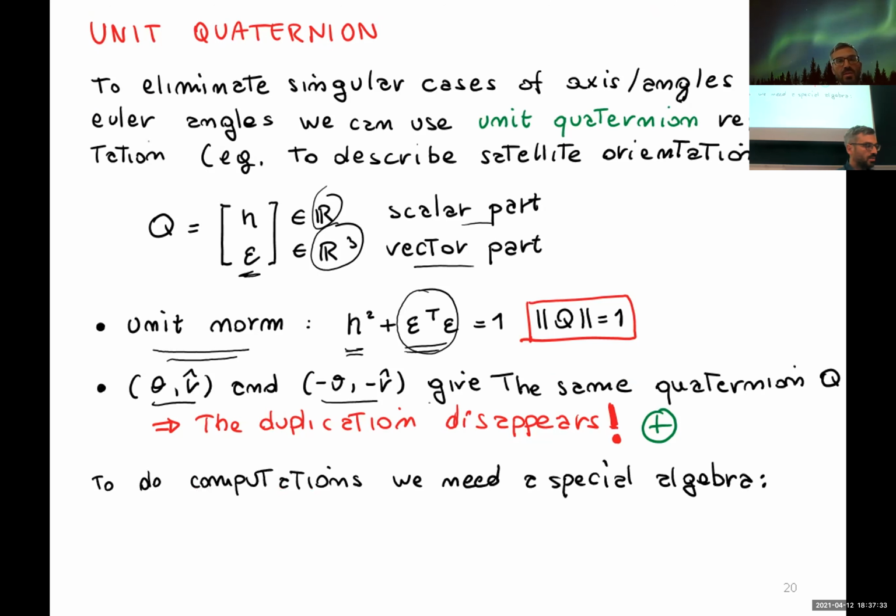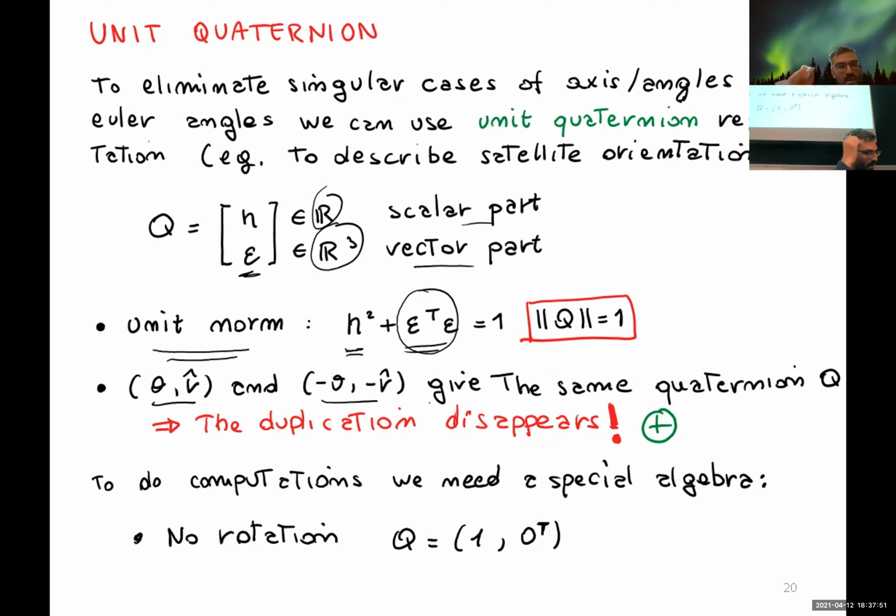But to do computation with quaternions, we need a special algebra. At minimum, to do computation in an algebra, we need to represent the fact that we don't do any rotation. We represent this with a quaternion that has a 1 in the scalar part and a vector of zeros in the vector part, and this corresponds, for example, to the identity in the rotation matrix.